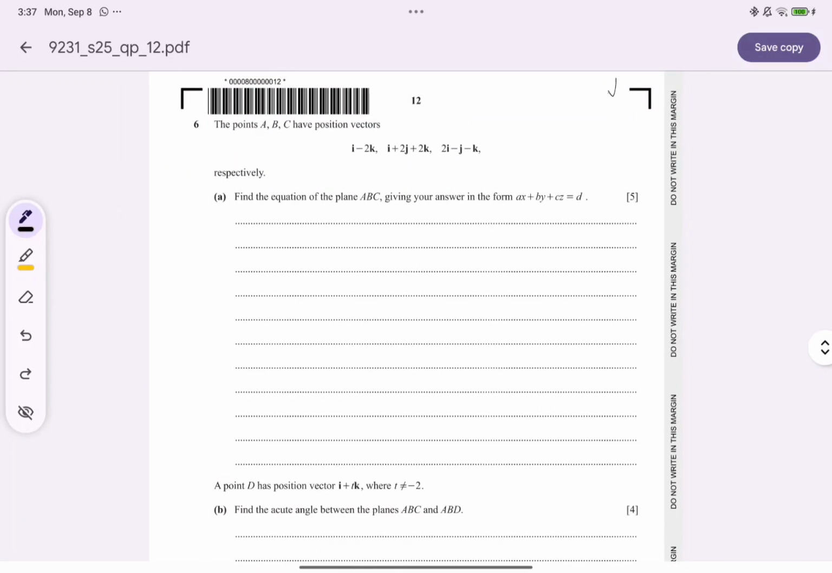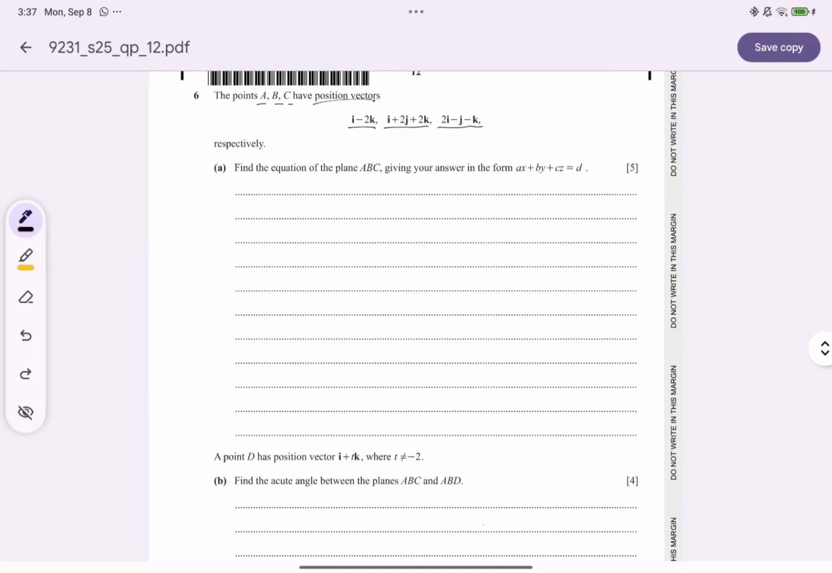For this we have points A, B, and C with these position vectors. So this is point A, i minus 2k, this is point B, and this is point C. For the first question, we have to find the equation of the plane ABC, giving your answer in the Cartesian form. First of all, we have to find the normal to the plane, and in order to find that, we have to take any two direction vectors in our plane ABC.